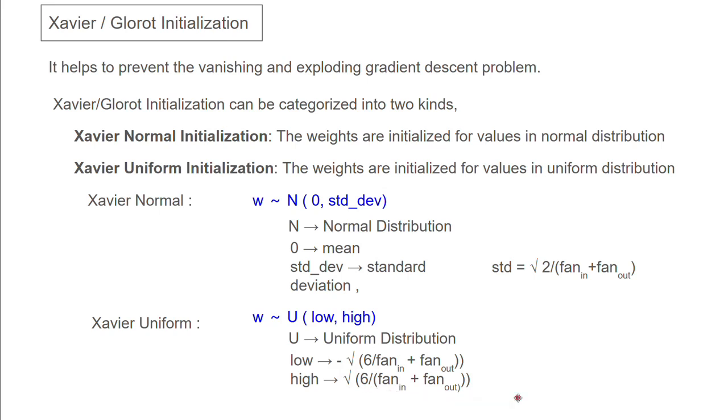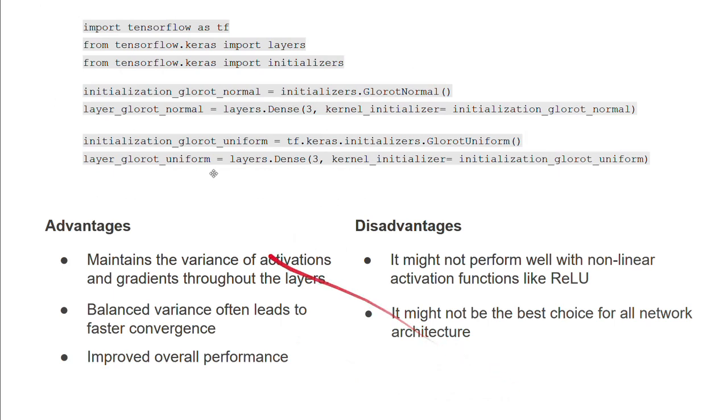So we go through the code. Here we can use this initialization in TensorFlow. There is Glorot normal and then Glorot uniform.